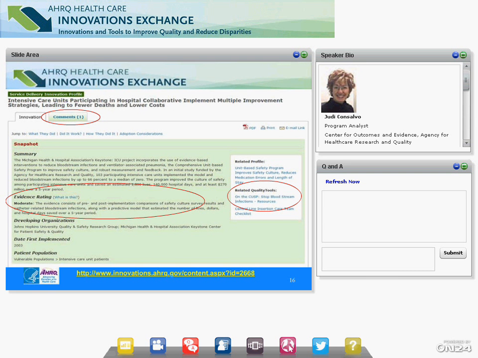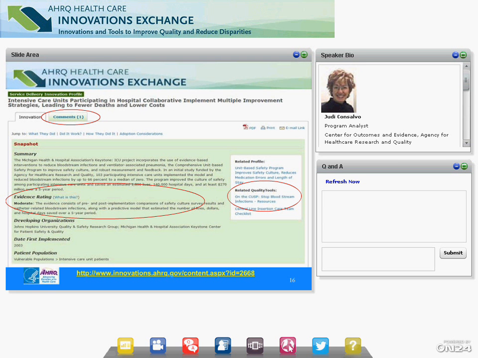In the Innovations Exchange, the evidence about the certainty of the impact of the innovation is classified as strong, moderate, or suggestive. Remember, we're dealing with essentially innovations that have been tried usually in one spot. Also note another important feature in the Innovations Exchange write-up. In the right column, there's an item called Related Quality Tool, and I'll get to that in just a minute by showing you an example.